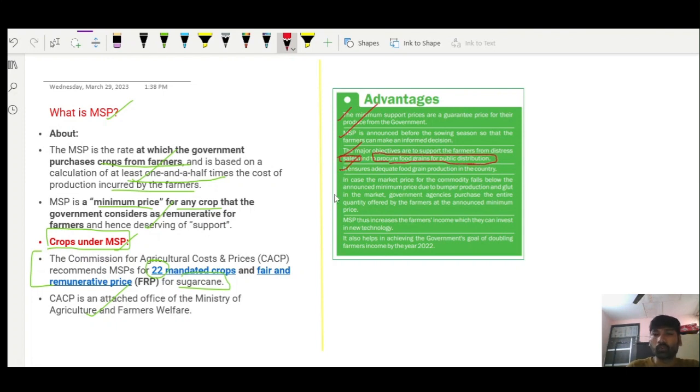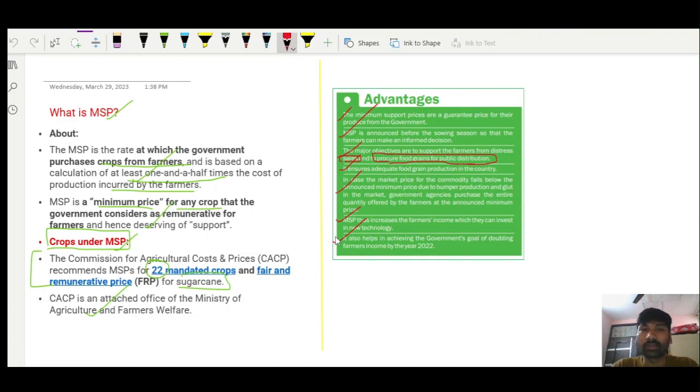So it ensures adequate food grain production in the country, and MSP thus increases farmers' income. This also incentivizes farmers to invest in new technologies, and it helps in doubling the farmers' income. That was the government's ambitious goal of doubling farmers' income. So in case the market price for the commodity falls below the already announced MSP due to bumper production, the government agencies purchase the entire quantity offered by the farmers at the announced minimum support prices.